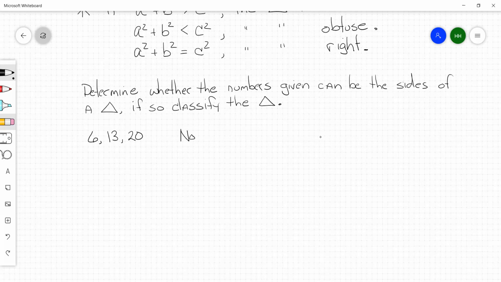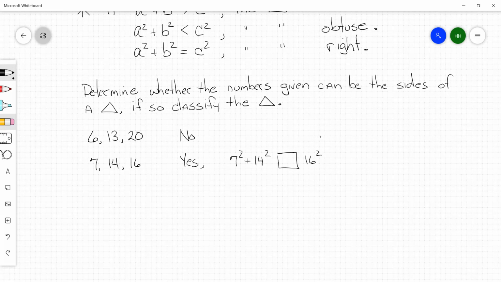So let's try 7, 14, and 16. All right, 7 plus 14 is 21. 14 minus 7 is 7. So our range for the third side is between 7 and 21. So this can be a triangle. And then we do 7 squared plus 14 squared, and I put an open box there, and I put 16 squared.